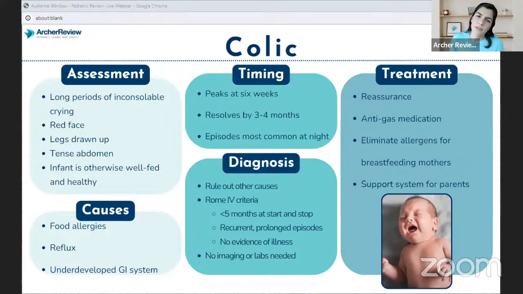You could try to use anti-gas medication, though I never find those to be helpful, but basically giving the parents the support that they need, because this is a very frustrating and exhausting condition.